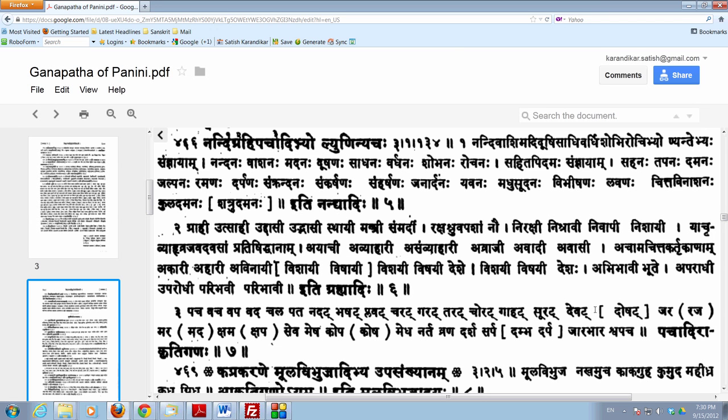See, Panini also accomplishes some other operations by giving these terms in the pachadiganaha. For example, take the word devat.